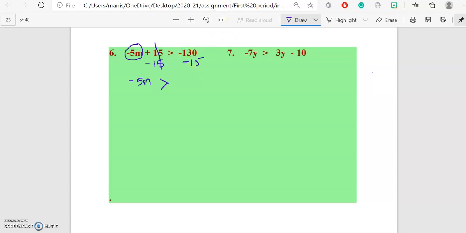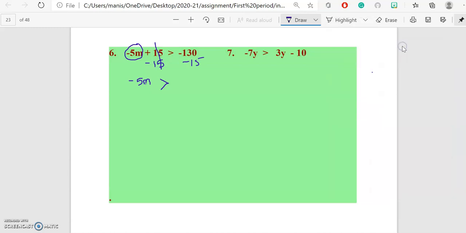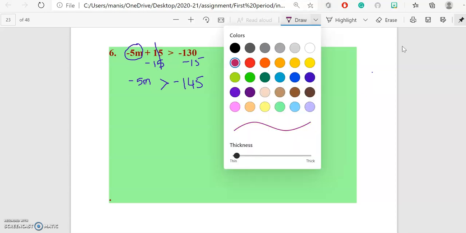So let's try to work it out with these two over here. So it says negative 130. I will use this sign over here, 130, and minus sign 15. Use the signs properly. It gave me negative 145. So at this place I will write over here negative 145.